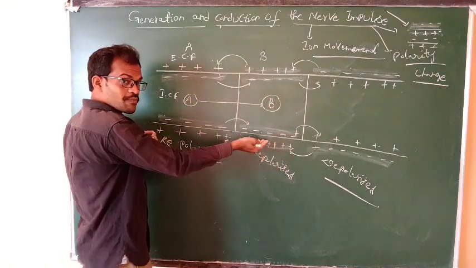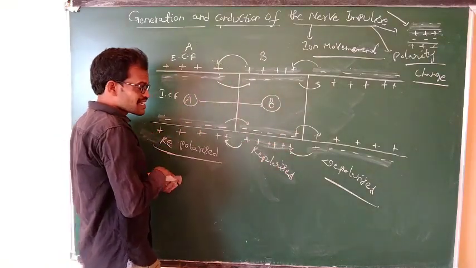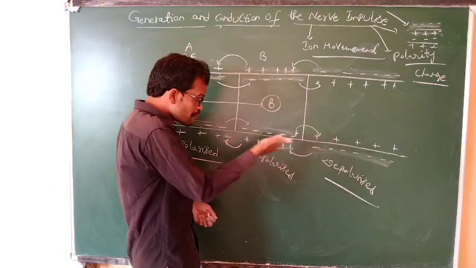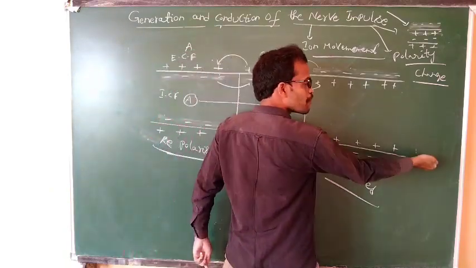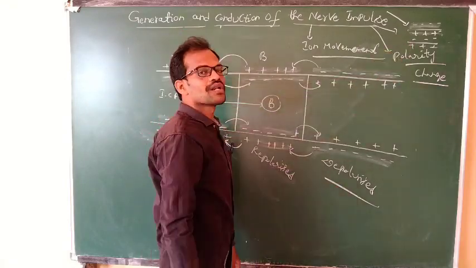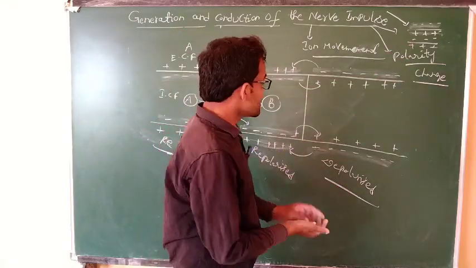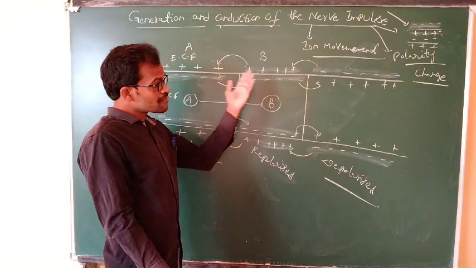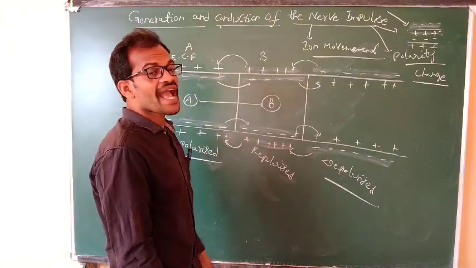Once one is depolarized, the previous one is repolarized. Again, when the next one is depolarized, the one before repolarizes. In this way, the entire axon membrane, the axolemma, generates the action potential.